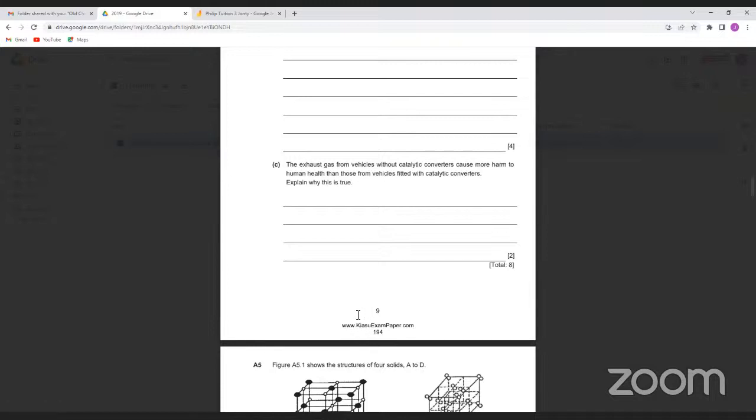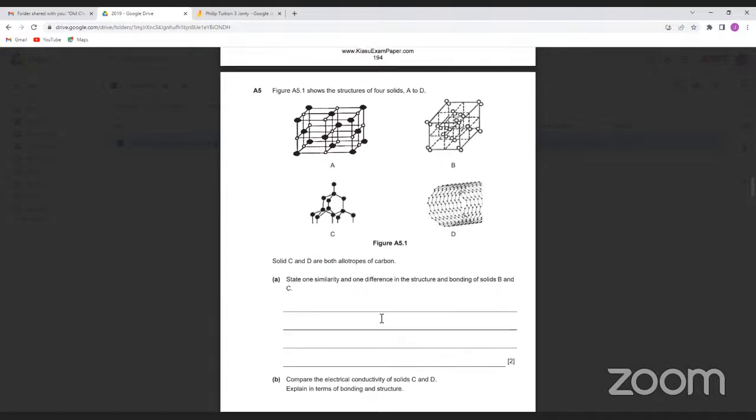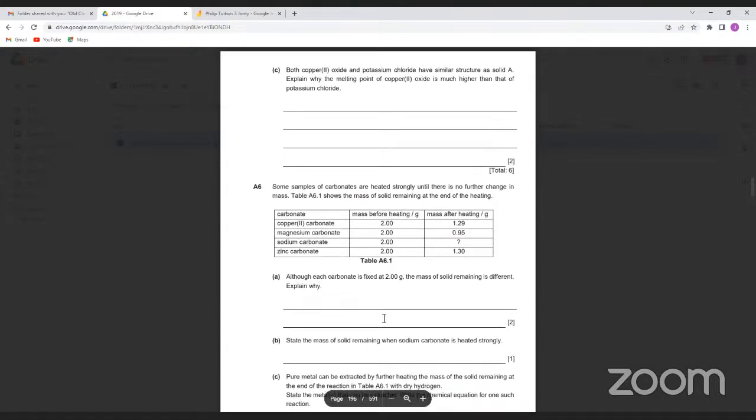Then does CO2 have a harmful effect? Not to human beings, more towards the environment. CO2 is relatively harmless to humans, although it can be toxic also. Okay, so you're already seeing some repetition. That's what we expect out of the pollution chapter.